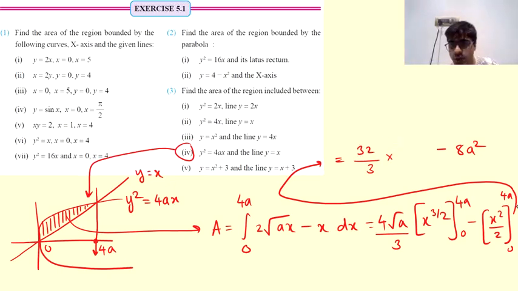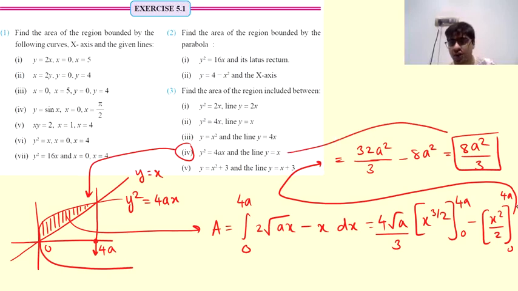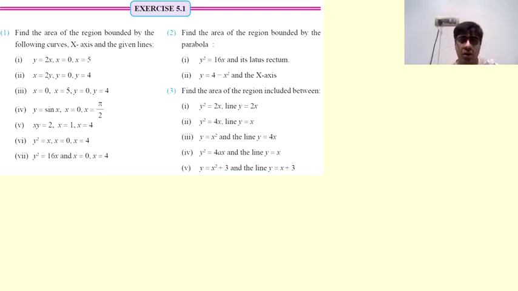So this is a square, and 4 into 8 gives us 32. So we have 32a square divided by 3 minus 8a square. 32a square divided by 3 minus 8a square, that will be 32 minus 24. So 8a square divided by 3 square units, and yeah, that's the final value for the required area. Let's continue with the fifth one and the last one in this video.